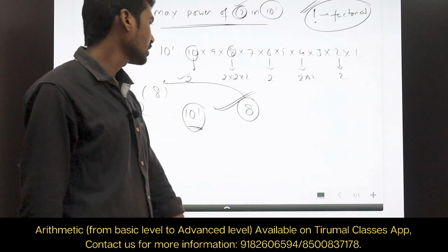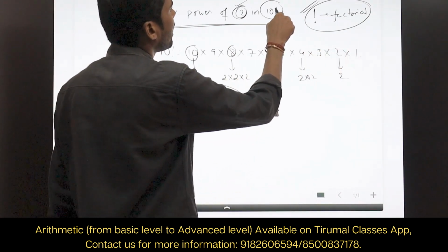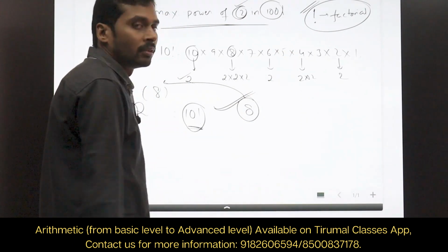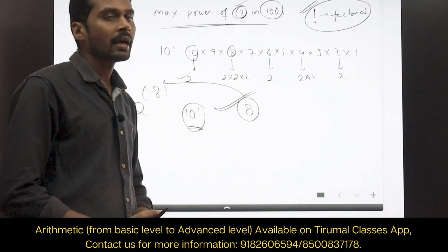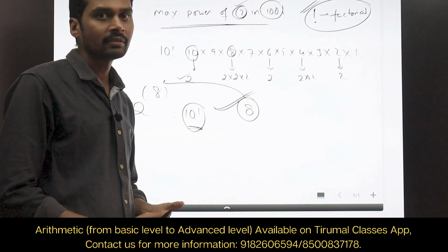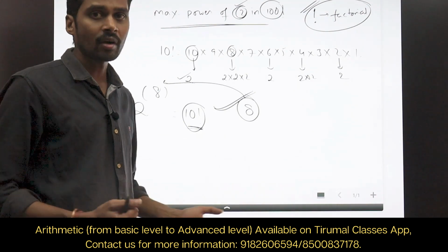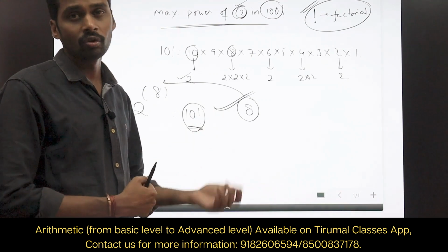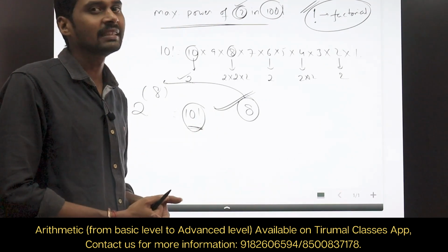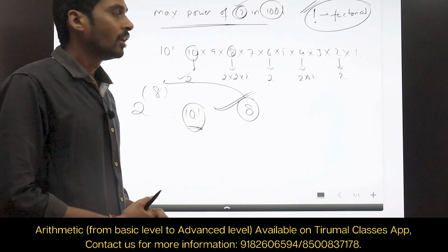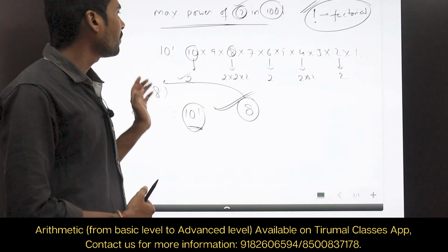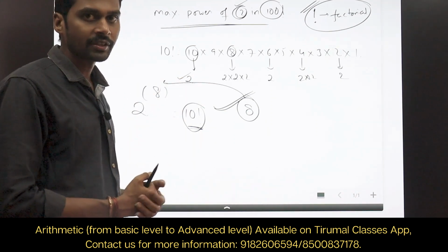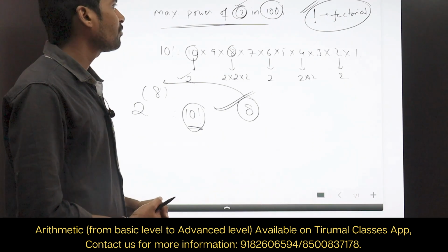Suppose the problem is given as 100 factorial. What is the maximum power of 2 in 100 factorial? Can you find the answer? No, we cannot. This is a very big number, we cannot just write 100 to 1. Of course we can find it, but it is a very lengthy procedure. So you cannot solve the problem by using the conventional method. Then what will we do?